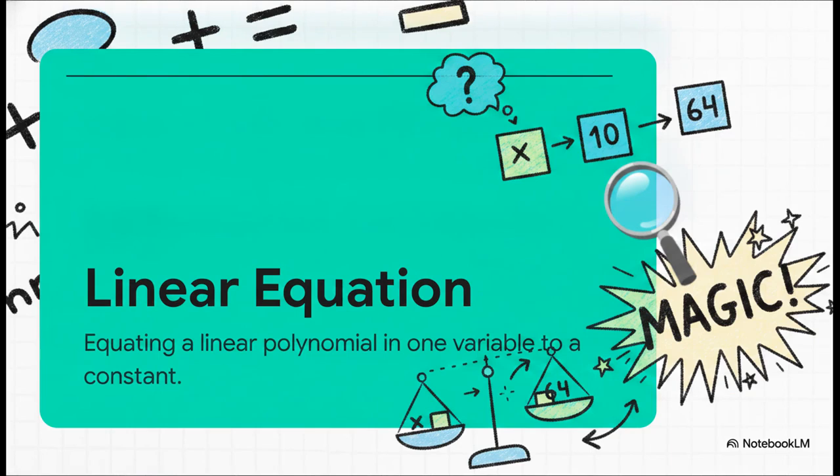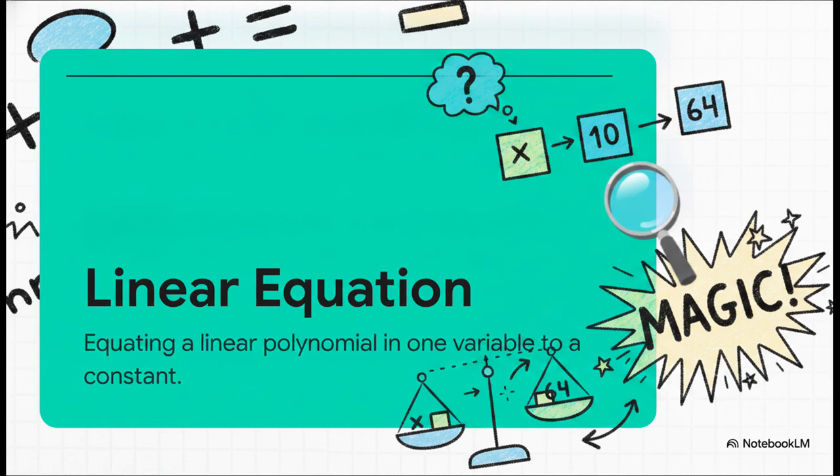Now, what exactly happens when we set a linear polynomial equal to something else? We get what's called a linear equation. For instance, if I tell you the sum of 2 numbers is 64, and one is 10 more than the other, we can write that out as x plus (x plus 10) equals 64. That simplifies nicely to the linear polynomial 2x plus 10, equating to the constant 64.